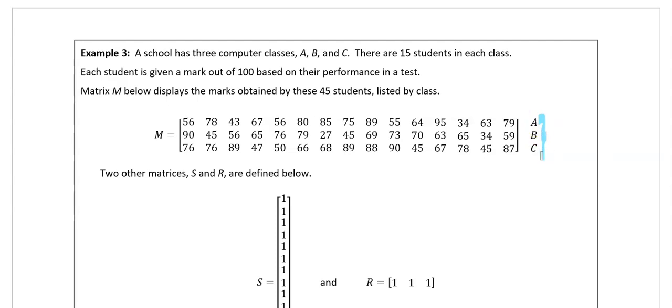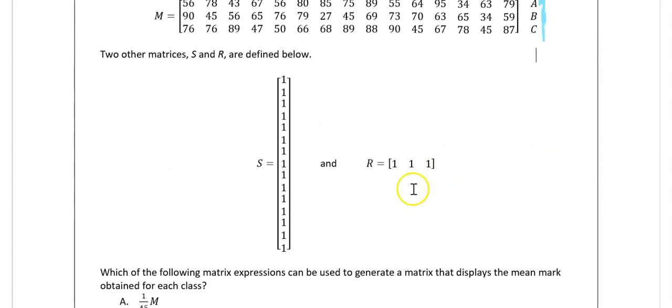2 other matrices, S and R, are defined below. And you can see we've got 2 summing matrices because they're just either row or column, and they only contain the numbers 1. So they represent a summing matrix. Which of the following matrix expressions can be used to generate a matrix that displays the mean mark obtained for each class? So we want to stop and think about what do we want to end up with.